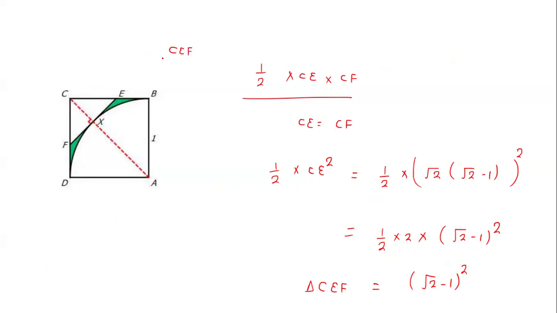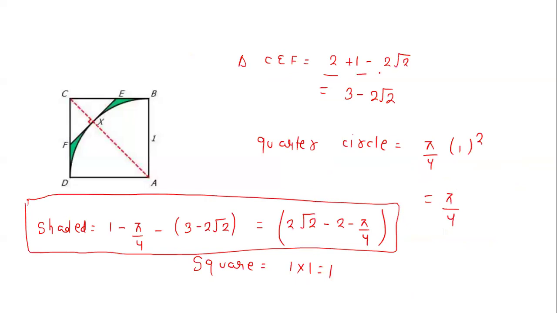And what is the area of this CEF triangle? Half times this, because this is a right angle triangle and we know CE is equal to CF. So we can just write CE squared, and CE we just calculated as root 2 multiplied by root 2 minus 1. So this whole squared. Root 2 squared is 2 and this is root 2 minus 1 whole squared. So the 2 and 2 cancel and this becomes root 2 minus 1 whole squared, which is 2 plus 1 minus 2 root 2, and after simplifying it comes to 3 minus 2 root 2.